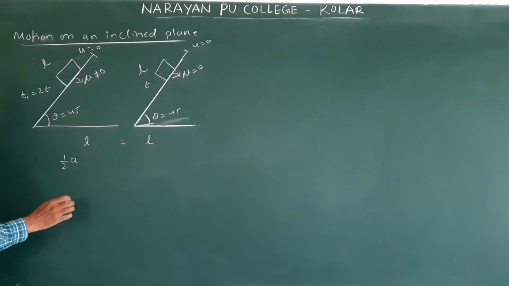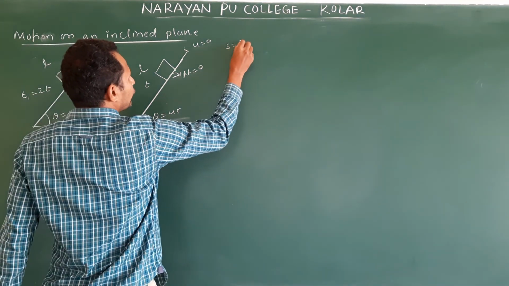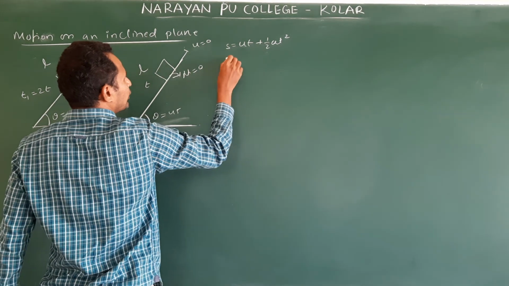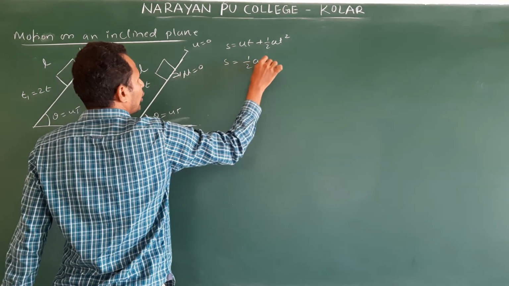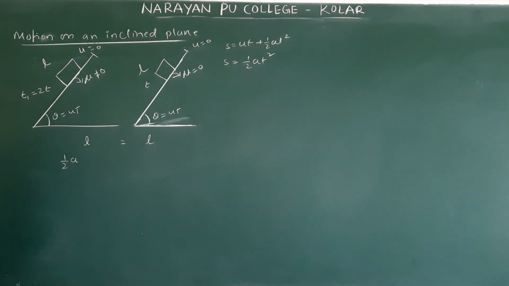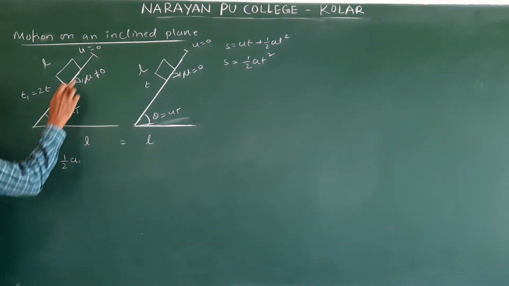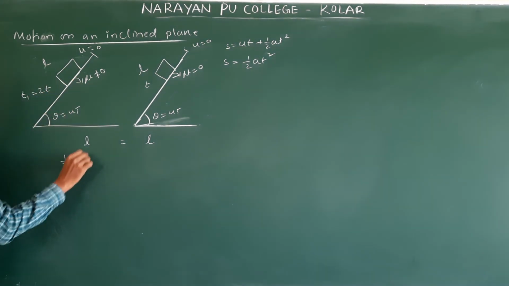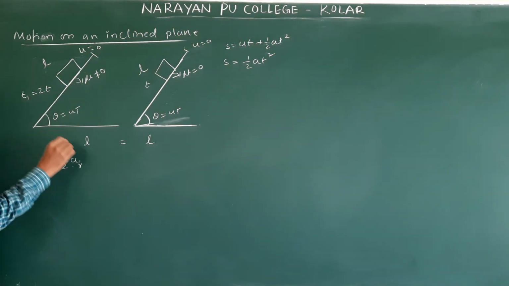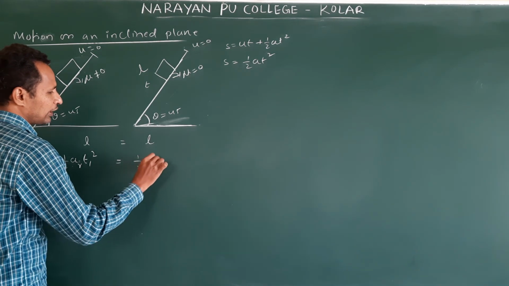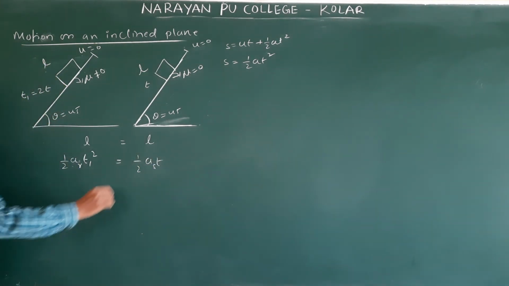What is the general equation? S is equal to ut plus half at square. But u is 0 in both cases, so S is equal to half a t square. Okay, here S is what? Length. So length I am writing. So half a for the rough inclined plane: a_R t1 square is equal to half a for the smooth inclined plane, t square.